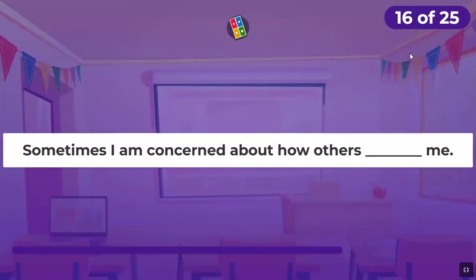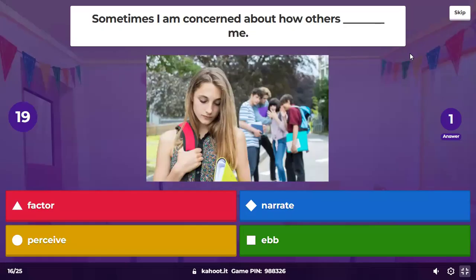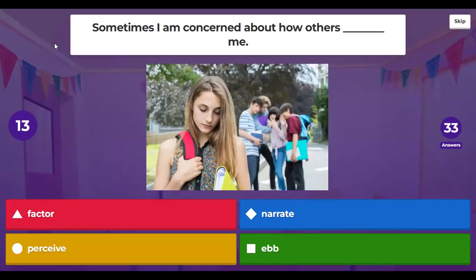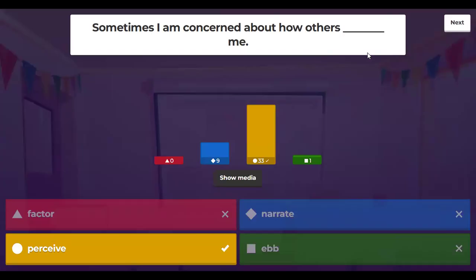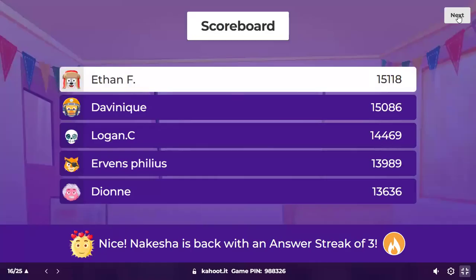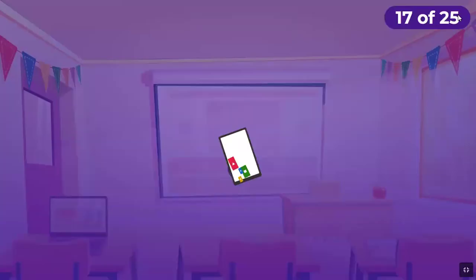Sometimes I'm concerned about how others blank me. What is the correct word here? Perceive. Very good. Perceive. Wow. Everyone's staying the same. No one moving.